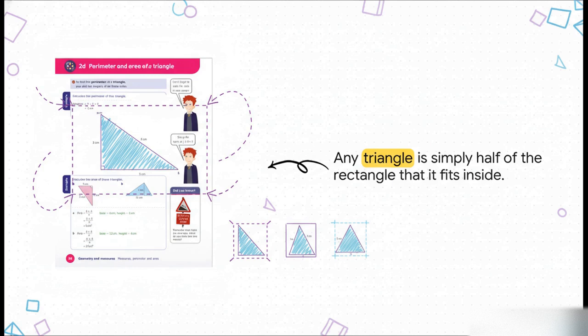Now, this is where things get really clever. If you look closely, any triangle, seriously, any triangle, is just half of a rectangle that fits perfectly around it. It takes up exactly half the space. And that one simple idea, that's the whole key to finding its area.